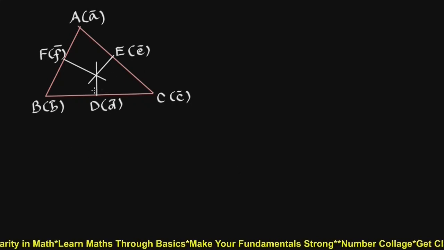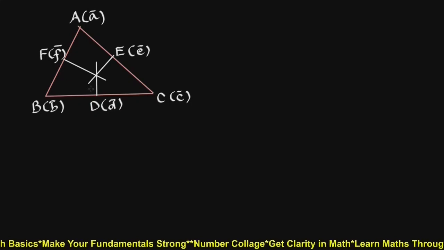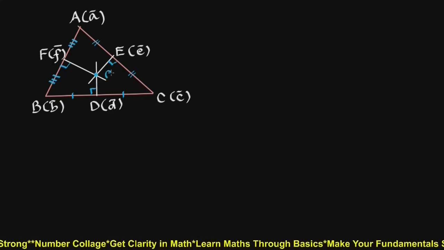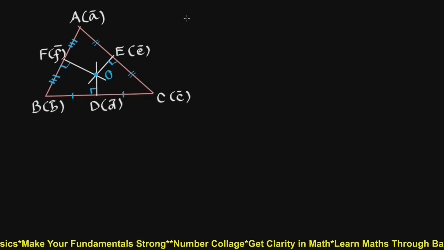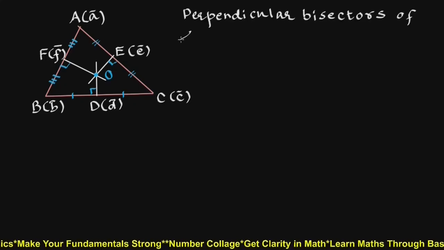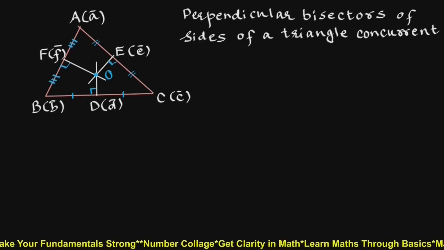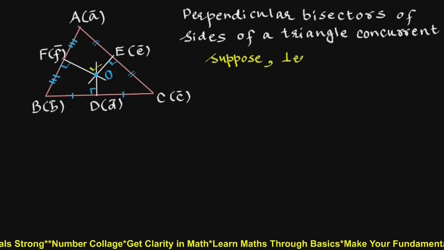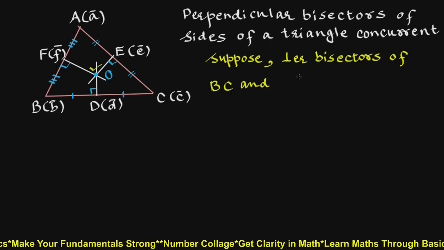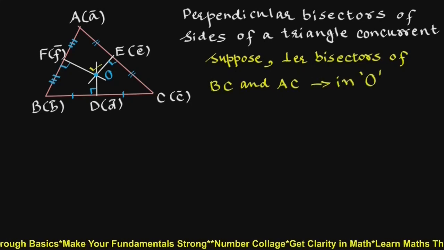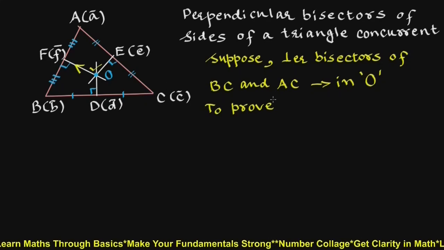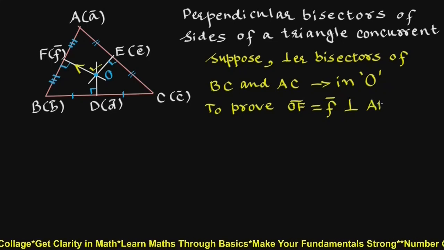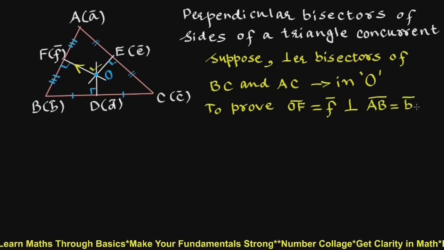In triangle ABC, perpendicular bisectors of side BC, side AC, and side AB pass through a single point, say origin O. So let us prove that perpendicular bisectors of the sides of a triangle are concurrent, which means they pass through a single point, this O. Suppose perpendicular bisectors of sides BC and AC cut each other in origin O. Therefore, it is enough to prove vector OF bar, whose position vector is F bar, is perpendicular to side AB bar, whose position vector will be B bar minus A bar.